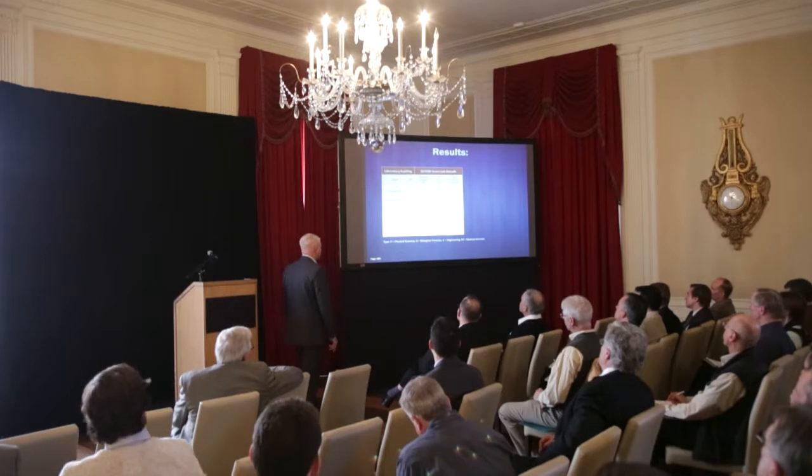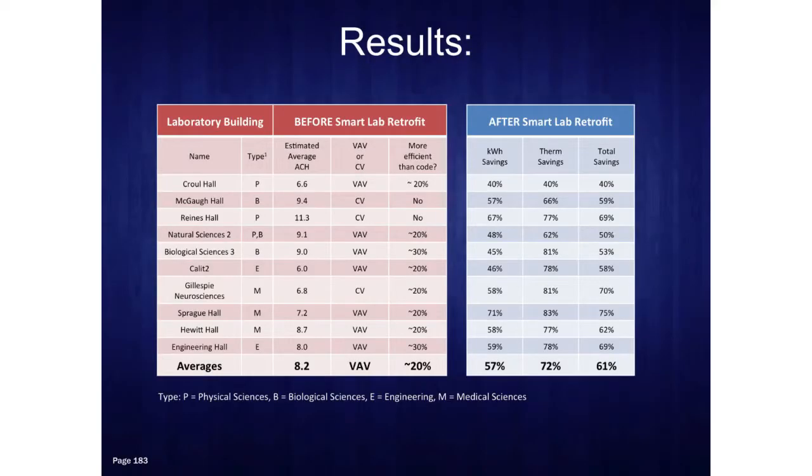They're big numbers. So let's go back to our very first slide. These are my list of buildings again. All right, let's look at the results. They're not bad. 57% average kilowatt hour savings in the building. 72% average therm savings in the building. Why? Took all that reheat energy out. Huge numbers. 61% total average energy savings. They're big numbers. The system works.